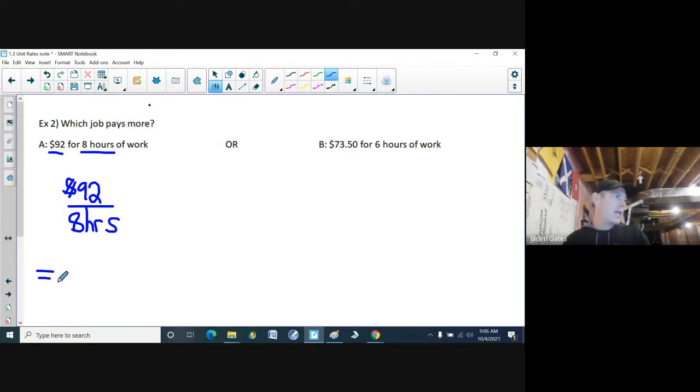Let's see, I take 92 and divide it by 8. I get $11.50 as the answer. But again, I need my units, and I've got dollars per hour. So I'm going to put this dollar sign in front. Again, division is per, and hours is on the bottom, or in this case, because it's not plural, we knock the S off. So $11.50 per hour.